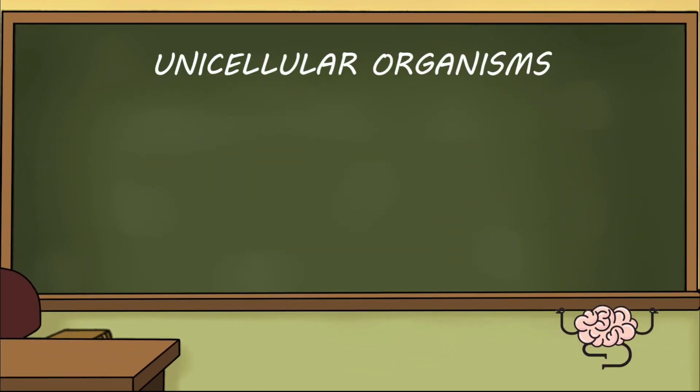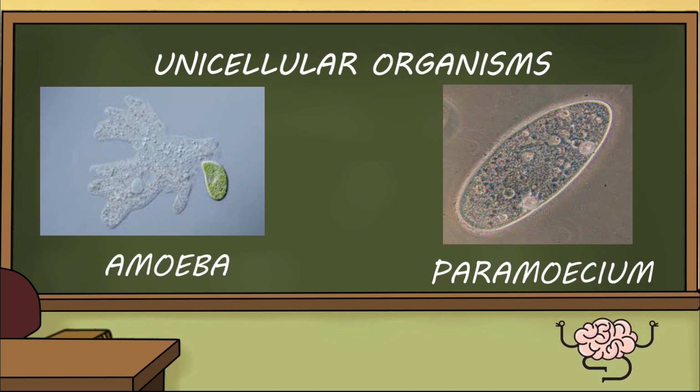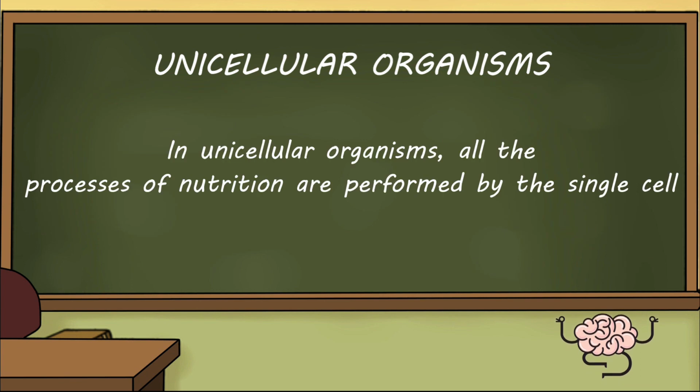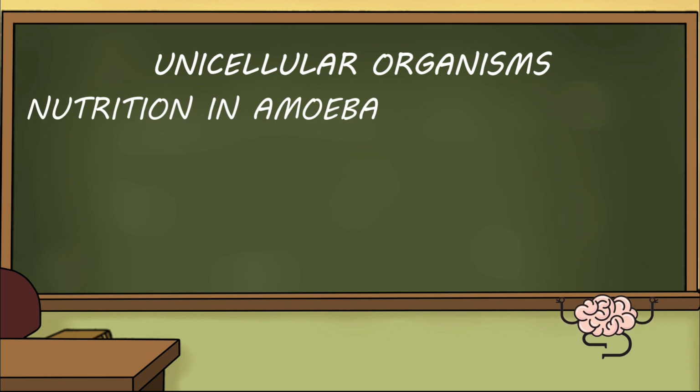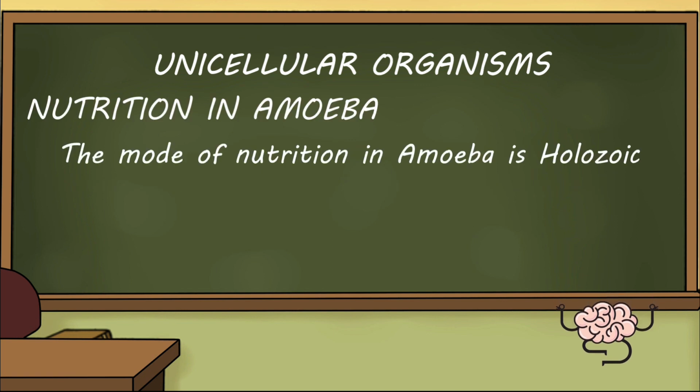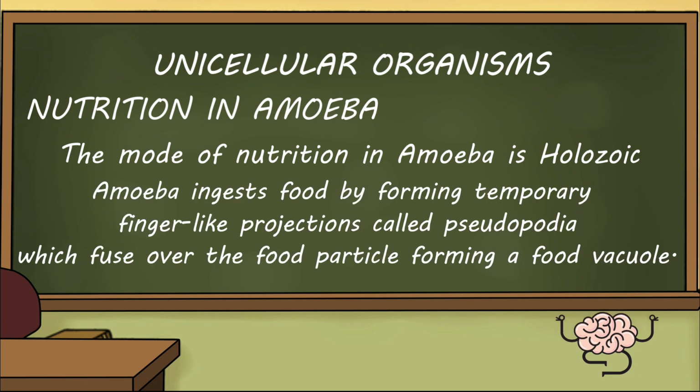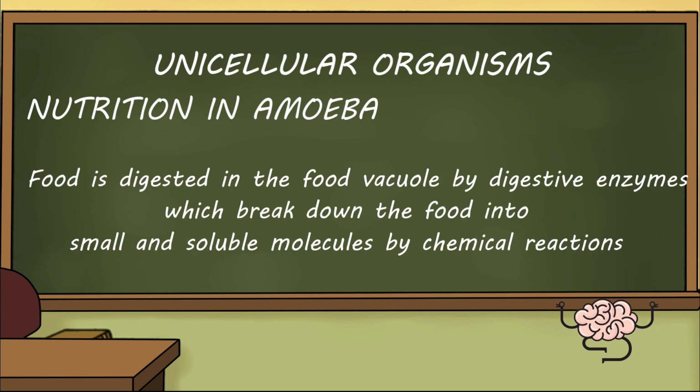Unicellular organisms. Amoeba and paramecium are the two very simple unicellular organisms. In unicellular organisms, all the processes of nutrition are performed by the single cell. Nutrition in amoeba. The mode of nutrition in amoeba is holozoic. Amoeba ingest food by forming temporary finger-like projections called pseudopodia. These pseudopodia fuse over the food particles, forming a food vacuole. Food is digested in the food vacuole by digestive enzymes. These enzymes break down the food into small and soluble molecules.